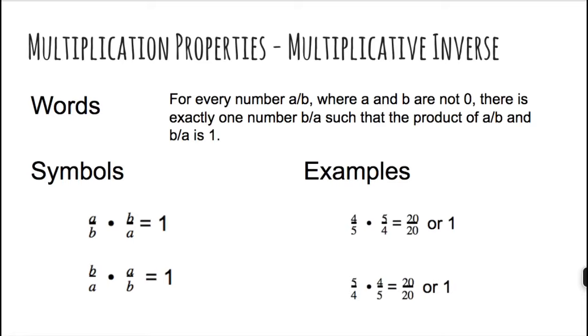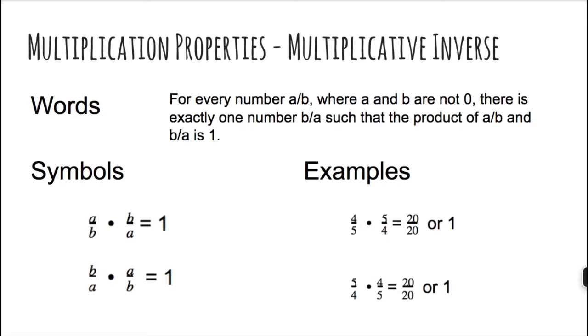If we have a over b, the reciprocal of that will be b over a, and if I multiply those together, notice that we have an a on top and bottom and a b on the top and the bottom. Those will give us 1. In an example, here we have 4/5 and its reciprocal 5/4. 4 times 5 is 20, 5 times 4 is 20, and anytime you have a number divided by itself, you're going to get 1. So that's the multiplicative inverse.